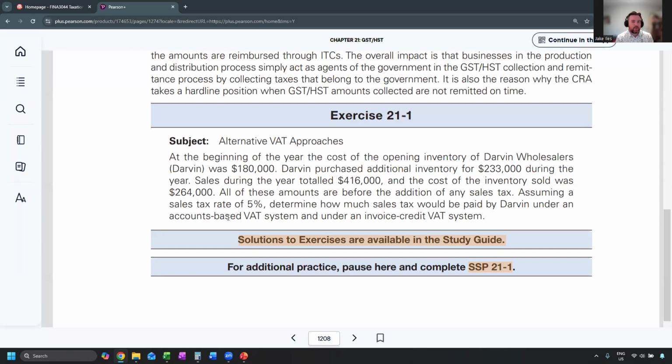So accounts-based wants to look at the value added between the cost of inventory and what was sold. So we'll be taking 5% of the difference between 416 and the cost of inventory of 264. But the invoice credit system wants to see, what did you actually pay? We paid 5% on the inventory purchase, 233,000, and we collected 5% of 416. So in one system, we're looking at the difference between 416 and 264, and then in the other system, the difference between 416 and 233.